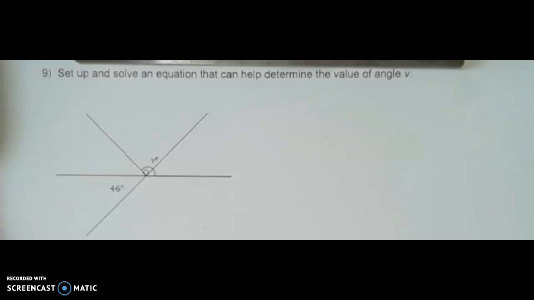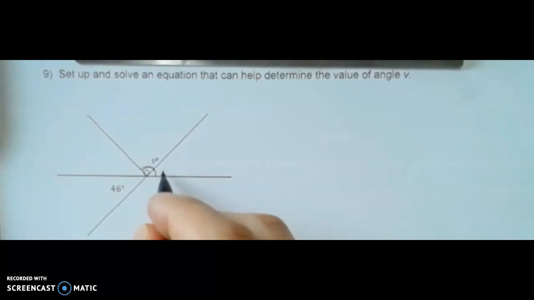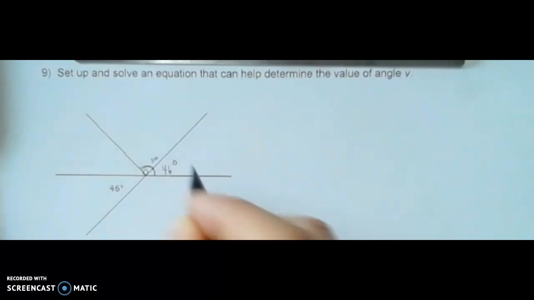In the next picture, I need to get the value of angle V, which is this marked angle right here. Okay, it includes this angle, which I can see from the picture is a 90 degree angle, and this angle right here, which I can see is vertical to the 46 degree angle. Vertical angles are congruent, so I know that this piece is 46 degrees as well.